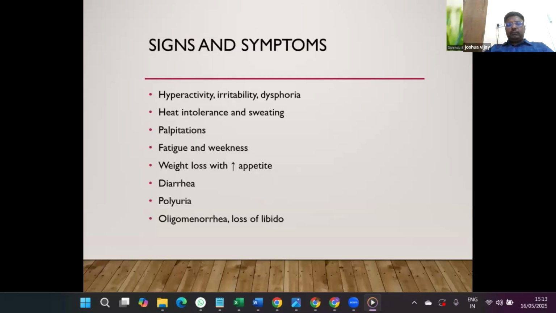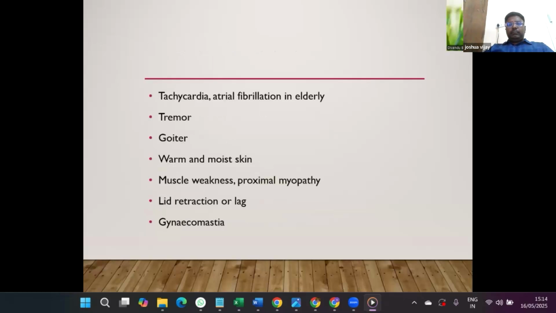What are the other signs and symptoms? Other signs and symptoms are hyperactivity, irritability, dysphoria, heat intolerance, sweating, palpitations, fatigue, weakness, weight loss with increased appetite. There are only a few causes of weight loss with increased appetite, like diabetes, hyperthyroidism, and malabsorption syndrome, diarrhea and polyuria and oligomenorrhea, loss of libido.